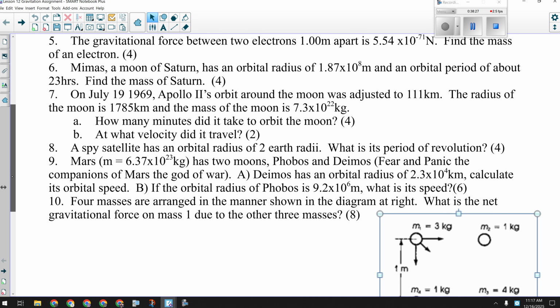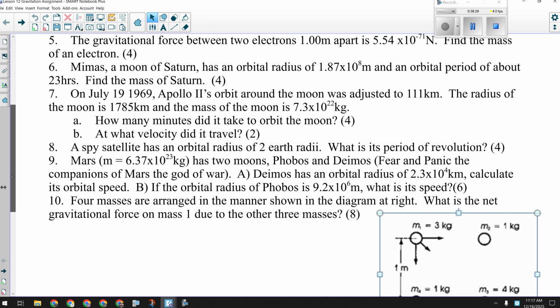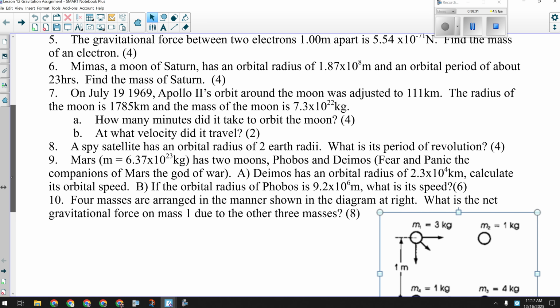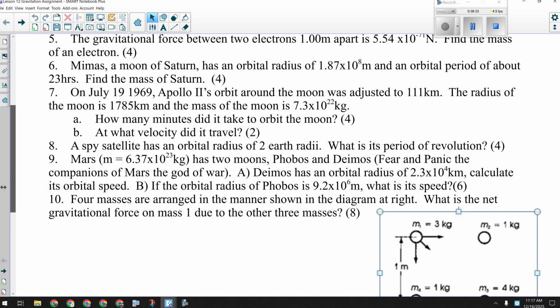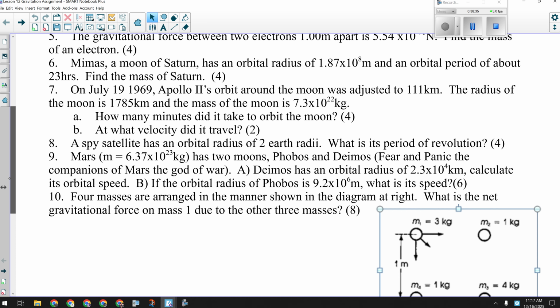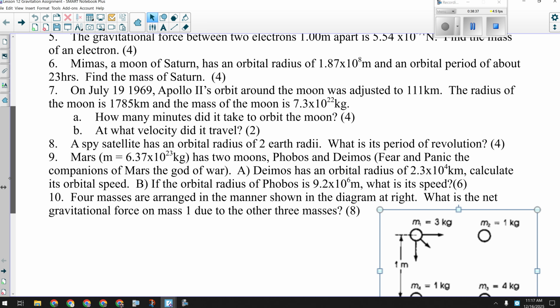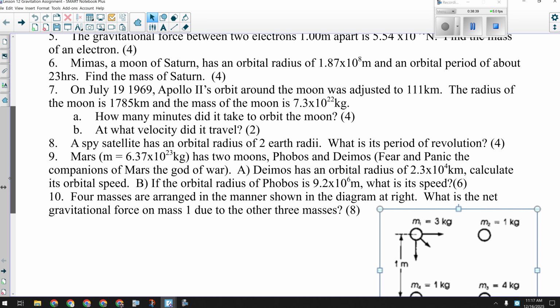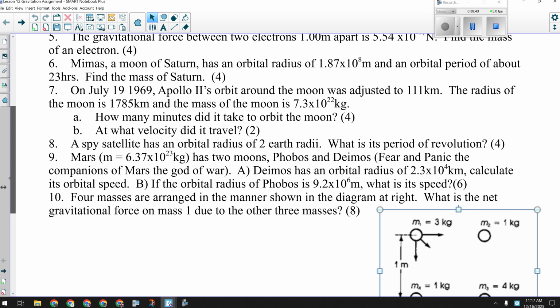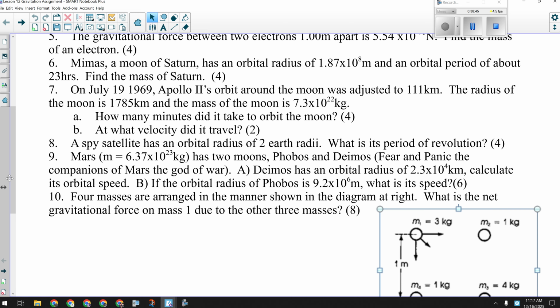Number seven is talking about Apollo 2 orbiting the moon. You're given things in kilometers. Remember that we need them in meters. And that first number, the 111 kilometers, is from the surface, which becomes obvious when they tell you the radius of the moon is 1,785 kilometers. You can't orbit inside the moon, so that is above the moon's surface.